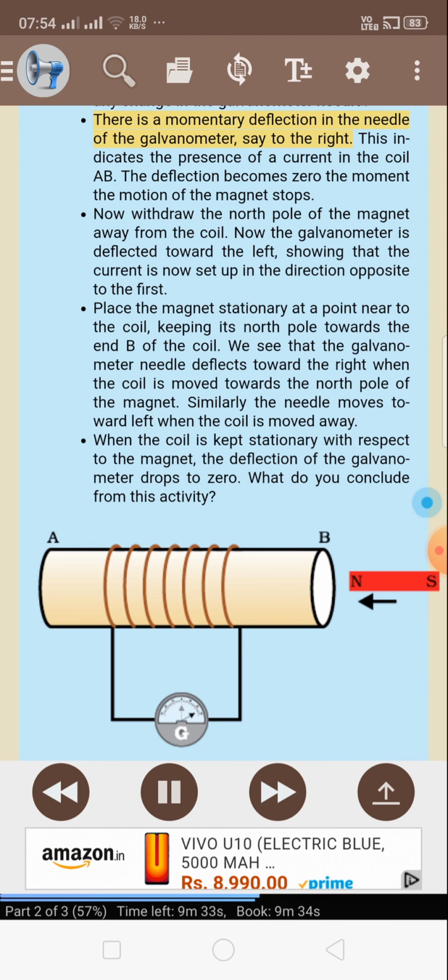There is a momentary deflection in the needle of the galvanometer, say to the right. This indicates the presence of a current in the coil AB. The deflection becomes zero the moment the motion of the magnet stops. Now withdraw the north pole of the magnet away from the coil. Now the galvanometer is deflected toward the left, showing that the current is now set up in the direction opposite to the first.